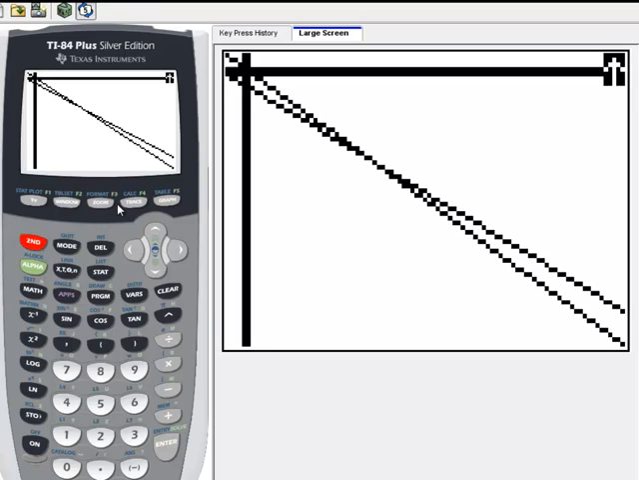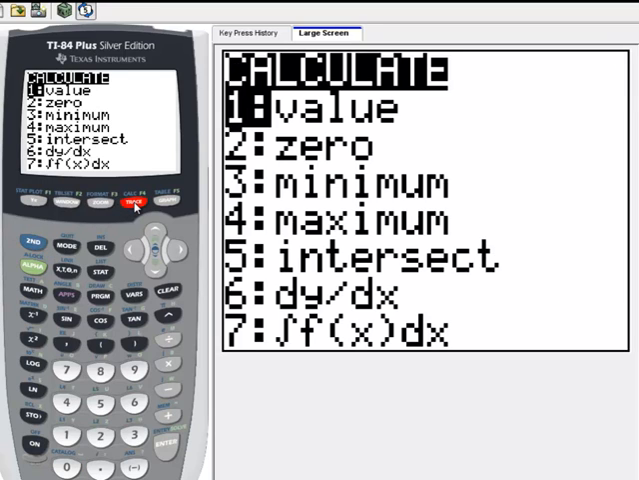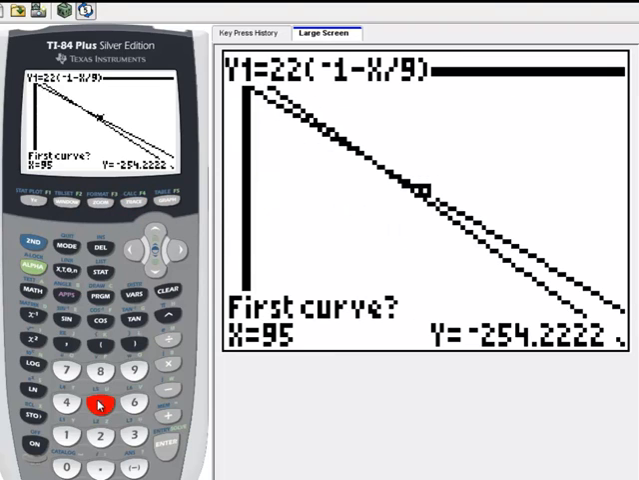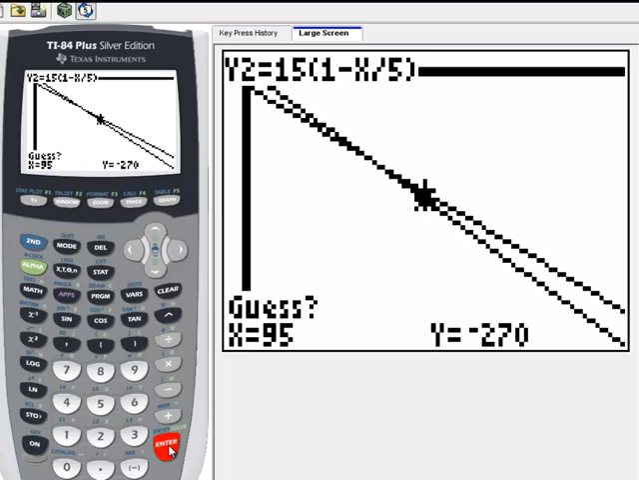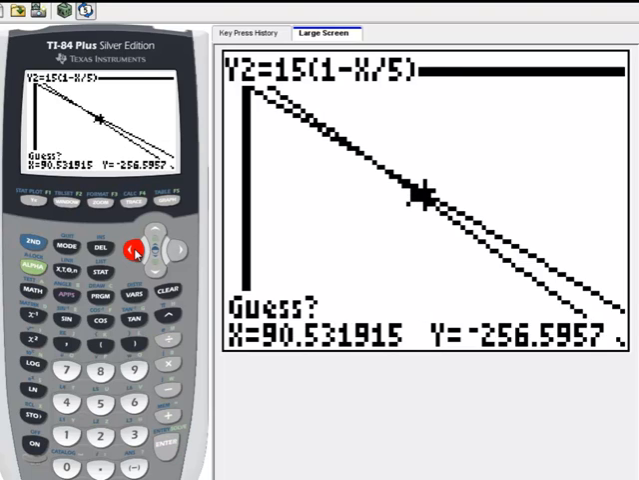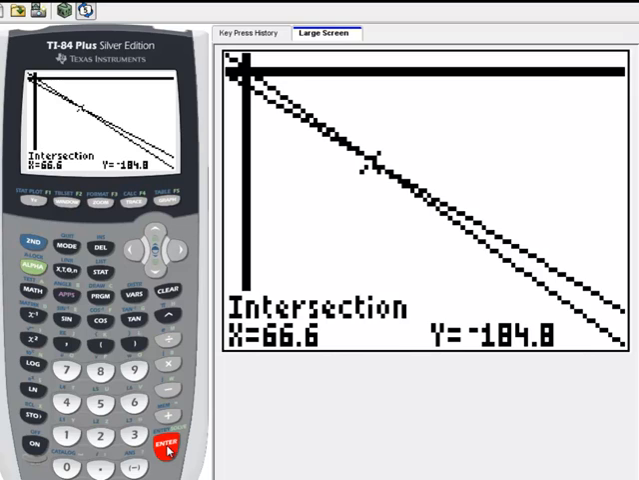Second, calculate, intersect, number 5. Okay, is that our first curve? Could very well be. Say enter. Is that a second curve? Yes, enter. I guess. Alright, let's move that calculator cursor over. About there, looks like a guess. Say enter. Okay, we have this intersection here.